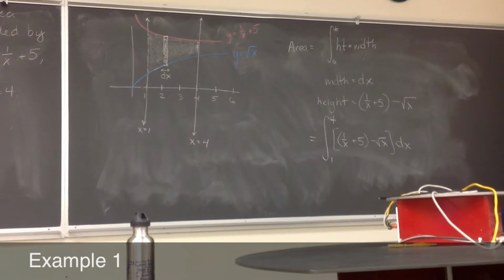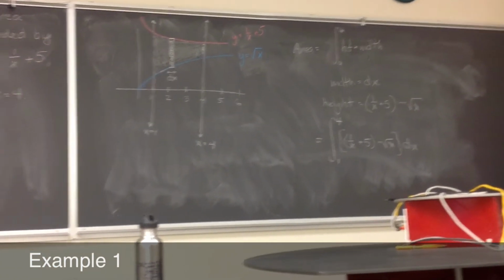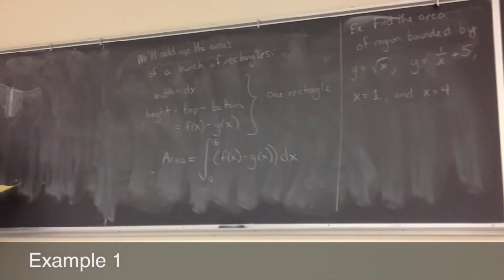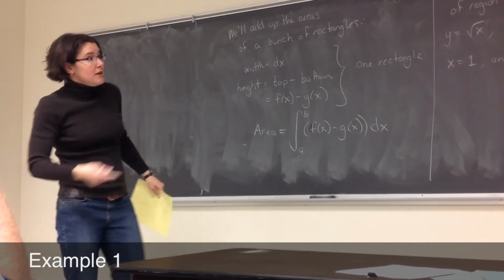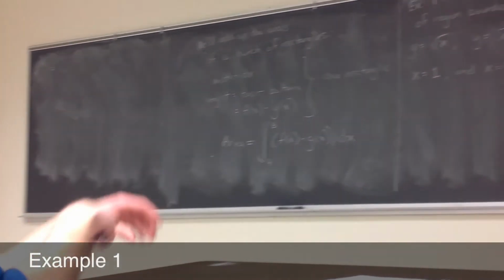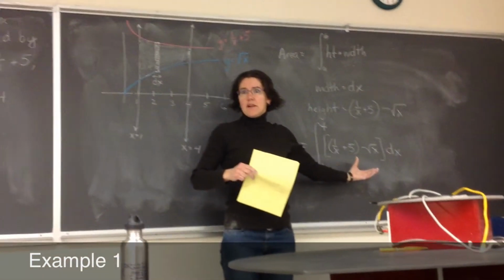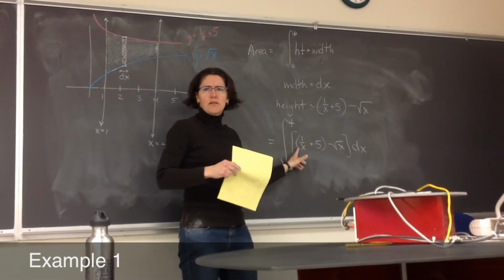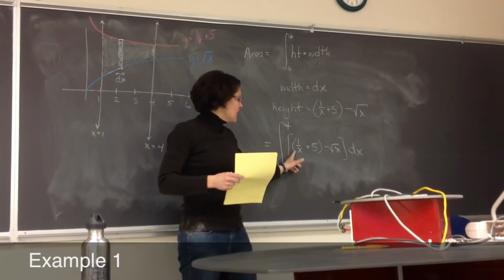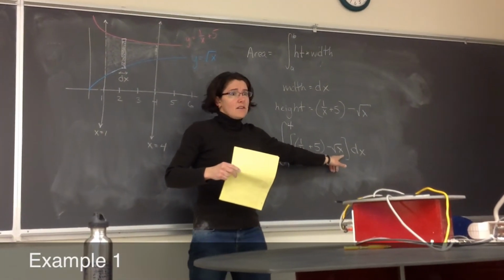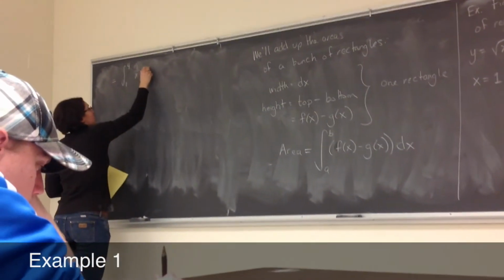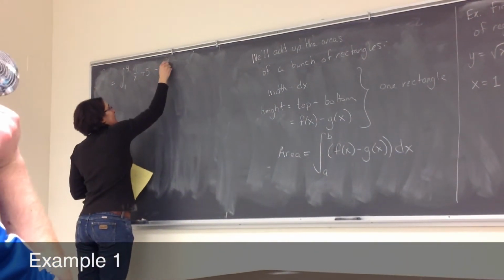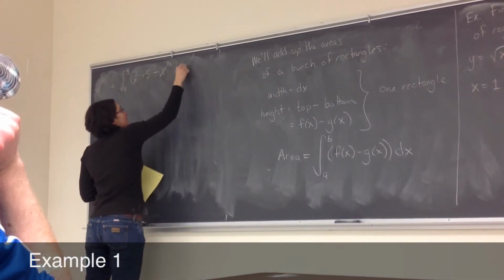Okay, so now we've set up this integral, let's actually do some calculations and figure out what the area of this region is. The very first thing I might do is look at the integrand and see if I can clean this up at all. The setup is fine, but before I integrate, I want to clean this up. So I can get rid of these parentheses here. They're not really doing anything. Something else I can do is rewrite the square root of x as x to the 1/2. So we've got the integral from 1 to 4 of 1 over x plus 5 minus x to the 1/2, and then the dx at the end.